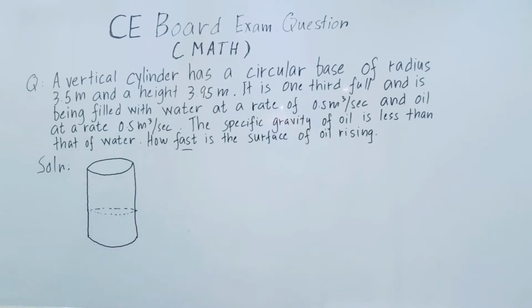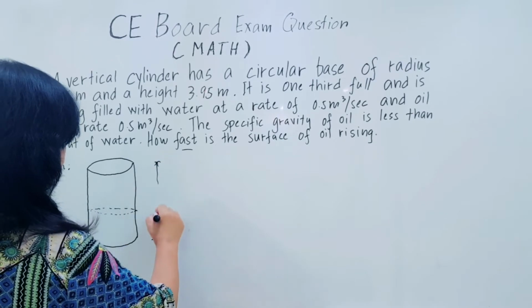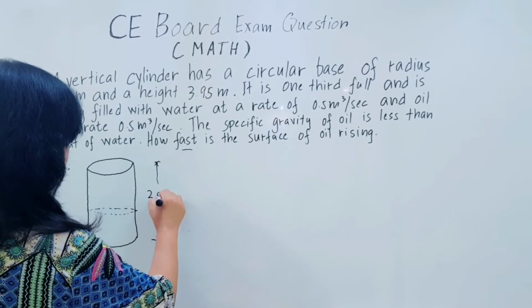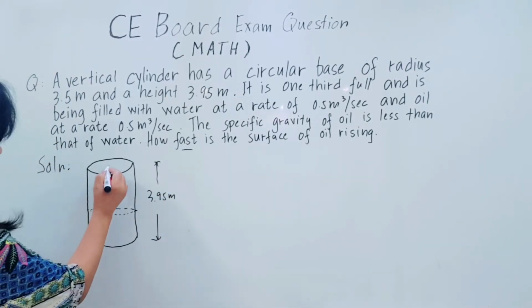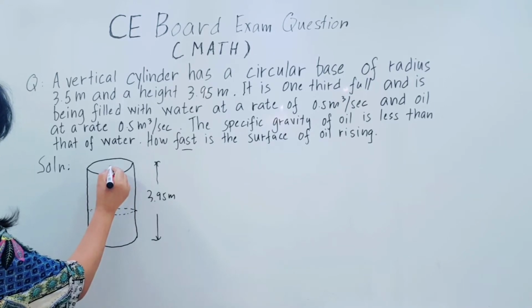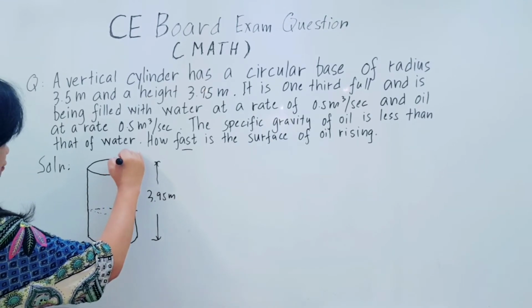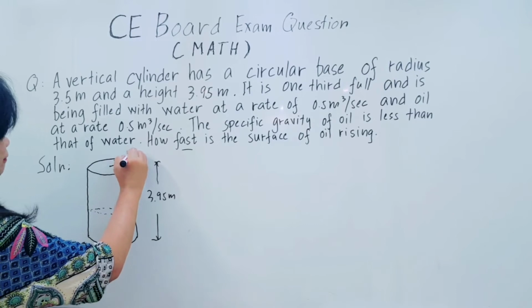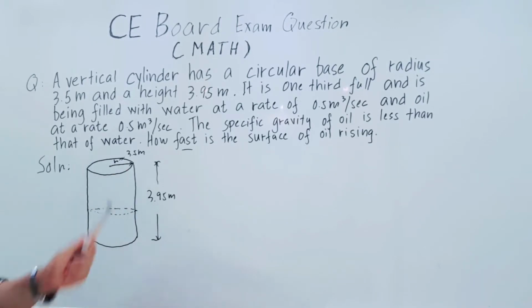So the height is 3.95 meter. So this is the height of the cylinder. And the radius, of course, is equal to 3.5. So this one, from the center to this edge, this is the radius, which is equal to 3.5 meter. Because the top is circular. It's a circular cylinder, vertical cylinder.